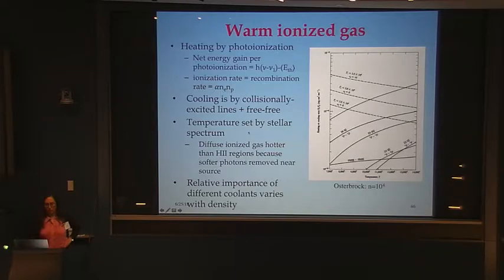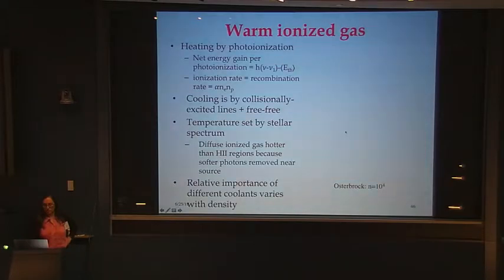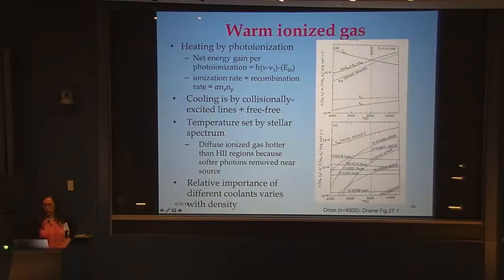So the relative importance, if you look closely here, this is a nitrogen line, which is the dominant coolant at this density. If you go to a lower density, instead it's oxygen. So the specific coolants depend on what the temperature range is and the density range. So these nebular emission lines, it's not always the same story.